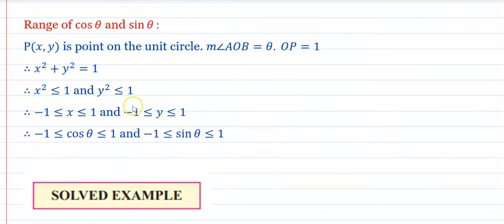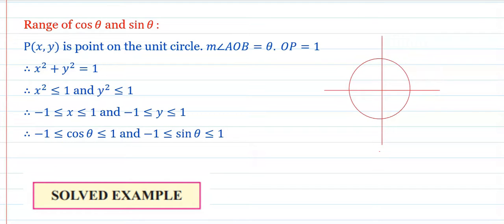Okay, next, the range of cos theta and sin theta. P(x, y) is a point on the unit circle. The measure of angle AOB is equal to theta and OP is equal to 1. x square plus y square is 1.